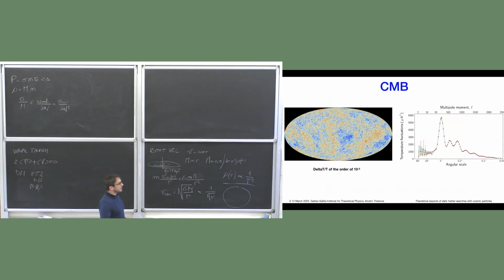Okay, then there is another quite different observation that actually gives the precise estimate of the dark matter density. This is related to the anisotropy of the cosmic microwave background. So the CMB is basically the result of the universe becoming transparent to light.